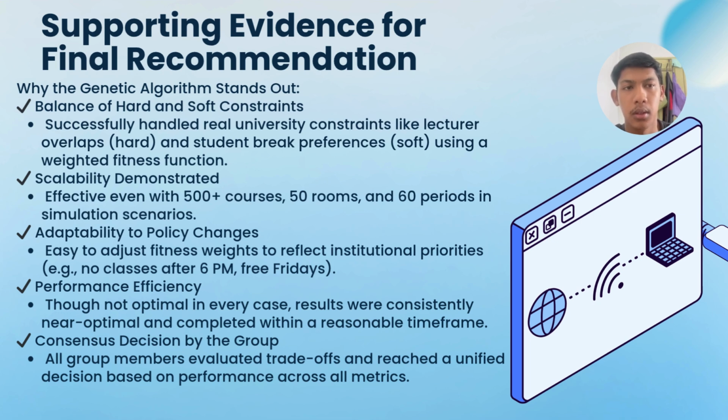Consensus decision by the group. All group members evaluated trade-offs and reached a unified decision based on performance across all metrics. For this, everyone in our group agreed that the genetic algorithm was the best overall after comparing all the important factors.